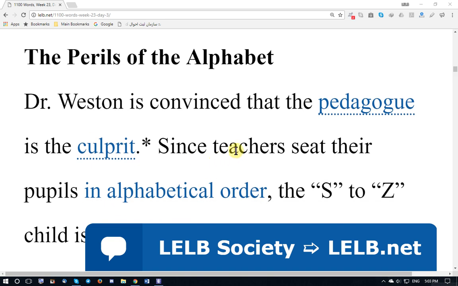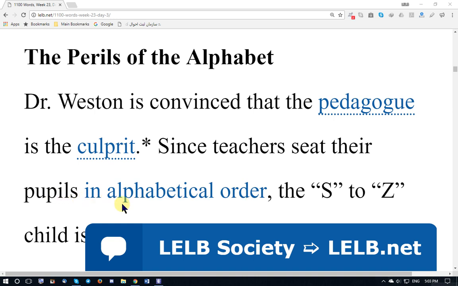Since teachers seat their pupils in alphabetical order, since means because, teachers just place them. You know the difference between seat, S-E-A-T, and sit, S-I-T, is that the first one, S-E-A-T, is transitive and S-I-T is intransitive. And what about the difference between pupil and a student? Usually our pupils are young learners, young students.